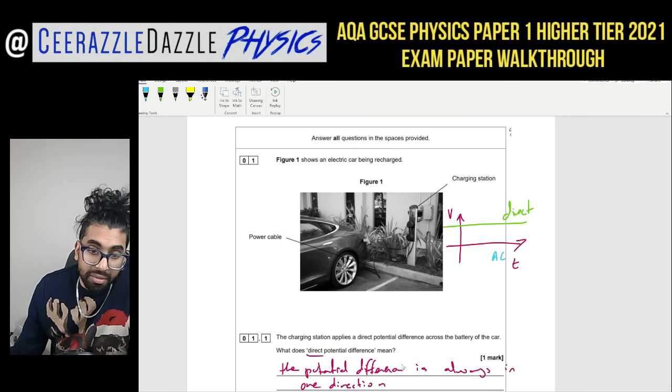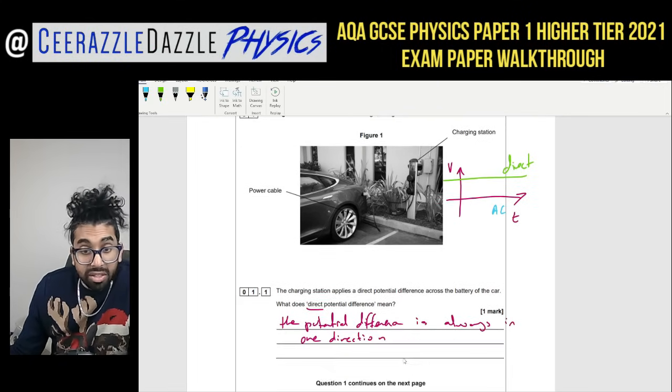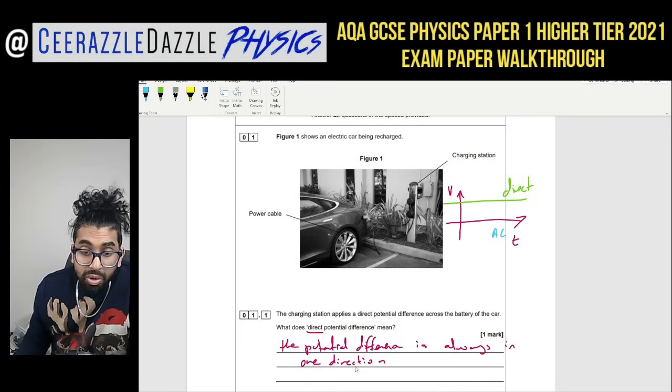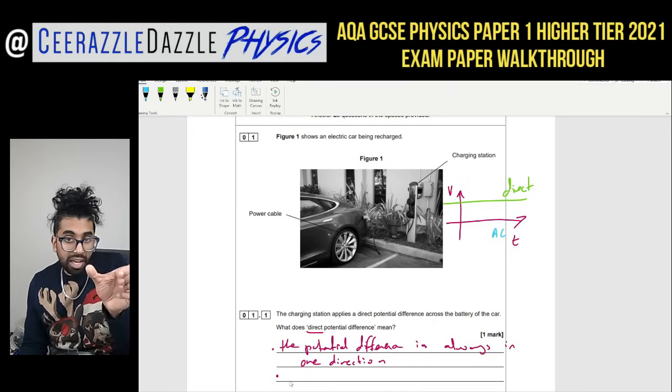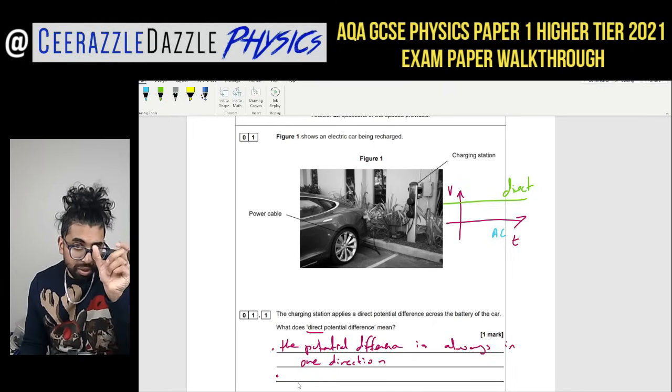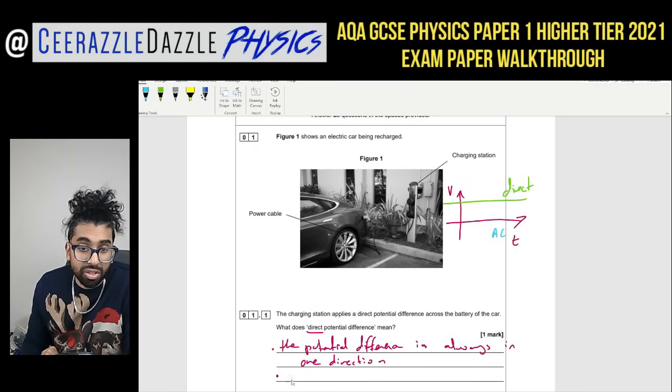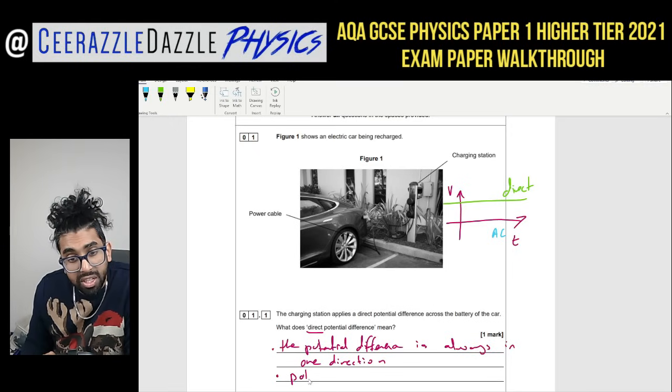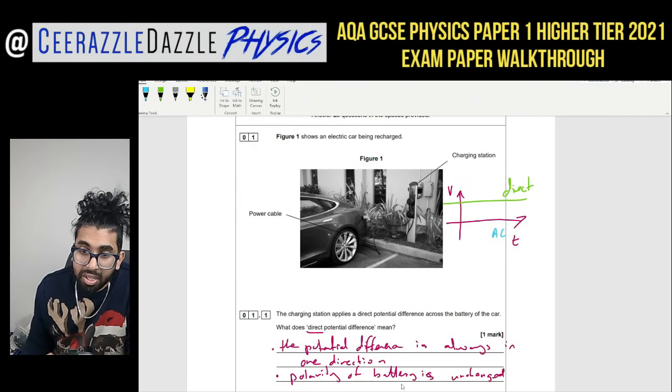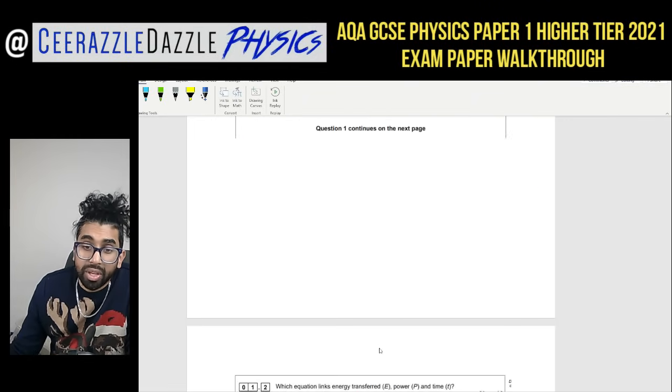Easy stuff here. Looking at the mark scheme, the examiners also accept that the polarity of the battery is not reversed, because the polarity of the battery does matter. So the polarity of the battery is unchanged. That's also acceptable. Easy stuff. Now scrolling down.